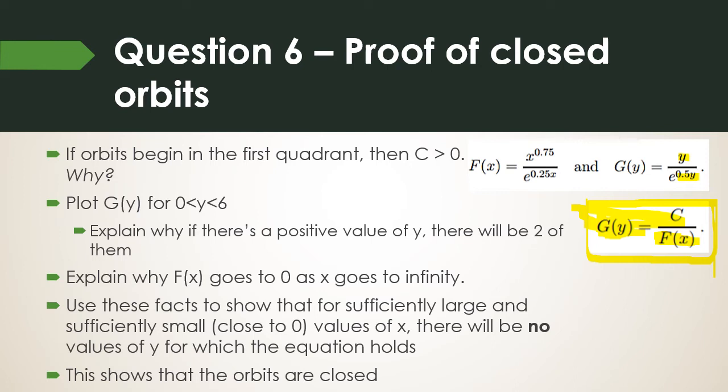And since for large values of x there will be no corresponding values of y, and if there is a positive value of y, there will be two of them, you can infer that the orbits will be closed loops, because it's not going infinitely to the left or to the right. We know that there is no y for such large or small values of x, and that for each value of x for which there is a y, there will be two of them. And so you can infer from these two just by thinking graphically that all the orbits will be closed loops.